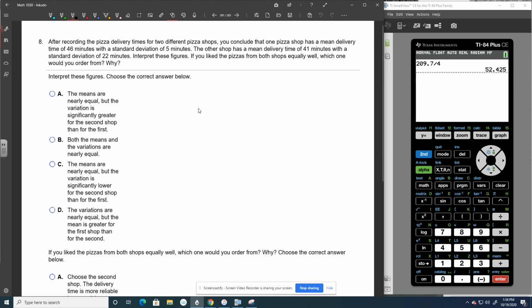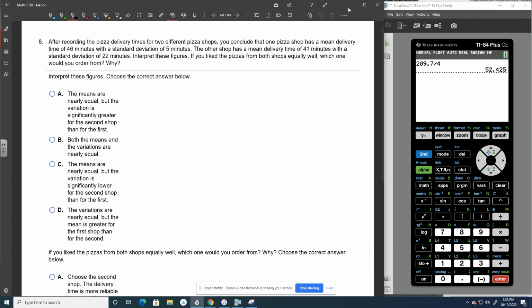After recording the pizza delivery times for 2 different pizza shops, you conclude that one pizza shop has a mean delivery time of 46 minutes with a standard deviation of 5 minutes. The other has a mean delivery time of 41 minutes, so its average is lower, but it has a standard deviation of 22 minutes. If you liked pizza from both shops equally well, which one would you order and why?